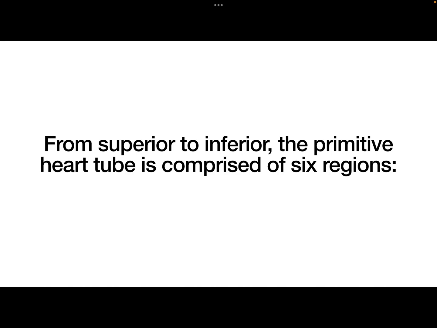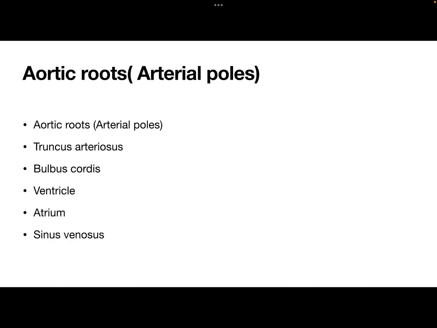From superior to inferior, the primitive heart tube is comprised of 6 regions. Number 1 is the aortic roots. Number 2 is the truncus arteriosus. Number 3 is the bulbus cordis. Number 4 is the ventricle. Number 5 is the atrium and number 6 is the sinus venosus.